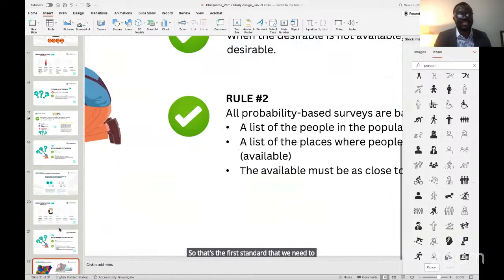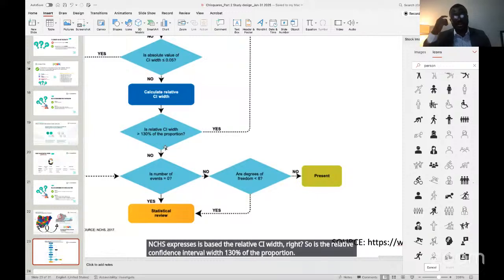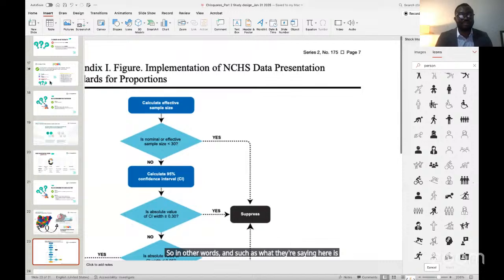The second standard that NCHS expresses is based on the relative CI width. So is the relative confidence interval width 130% of the proportion? In other words, what NCHS is saying here is that we'll take whatever number we got from there.